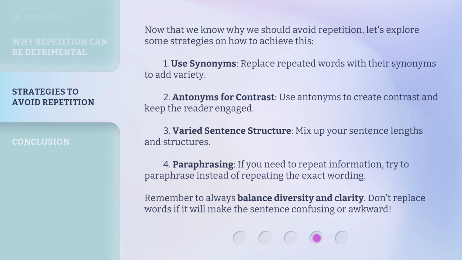Now that we know why we should avoid repetition, let's explore some strategies on how to achieve this. 1. Use synonyms. Replace repeated words with their synonyms to add variety. 2. Antonyms for contrast. Use antonyms to create contrast and keep the reader engaged. 3. Varied sentence structure. Mix up your sentence lengths and structures. 4. Paraphrasing. If you need to repeat information, try to paraphrase instead of repeating the exact wording.